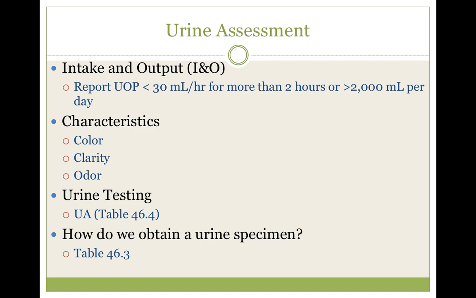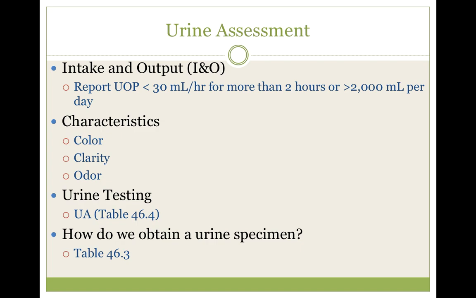Characteristics of urine to pay attention to are the color, clarity, and the odor of urine. The color should be pale straw to amber, and urine is going to be more concentrated in the morning. Medications can also change the color of the urine, and that's something that we want to educate the patients about if they are going to be on these medications so that they don't get scared. I know I would be scared. And also foods such as beets, rhubarb, and blackberries can change the color of the urine.